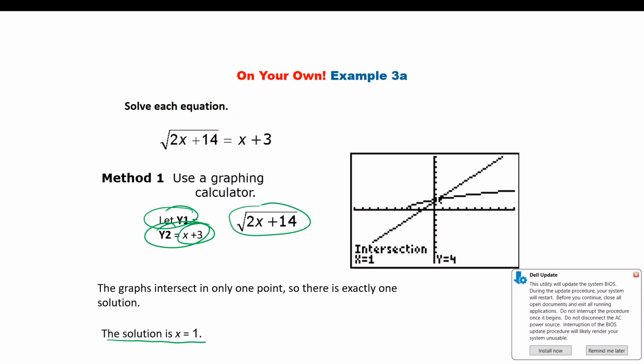All right, I also want you to try doing it the algebraic method. So go ahead and turn your video off if you haven't already and do it algebraically.